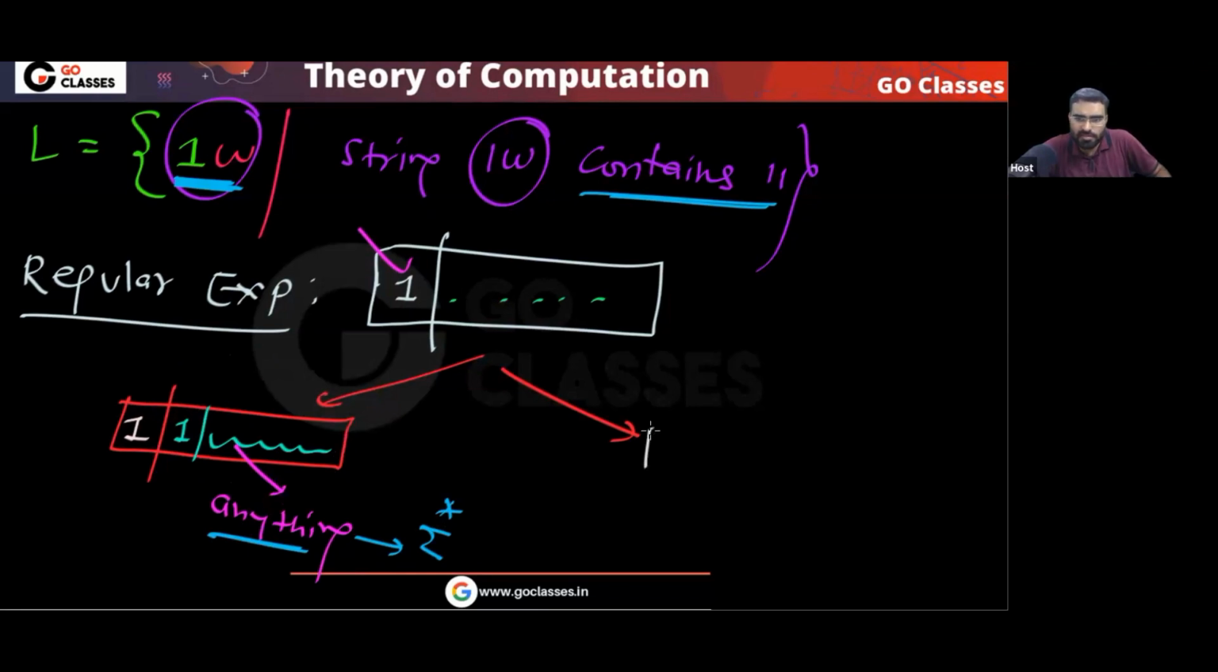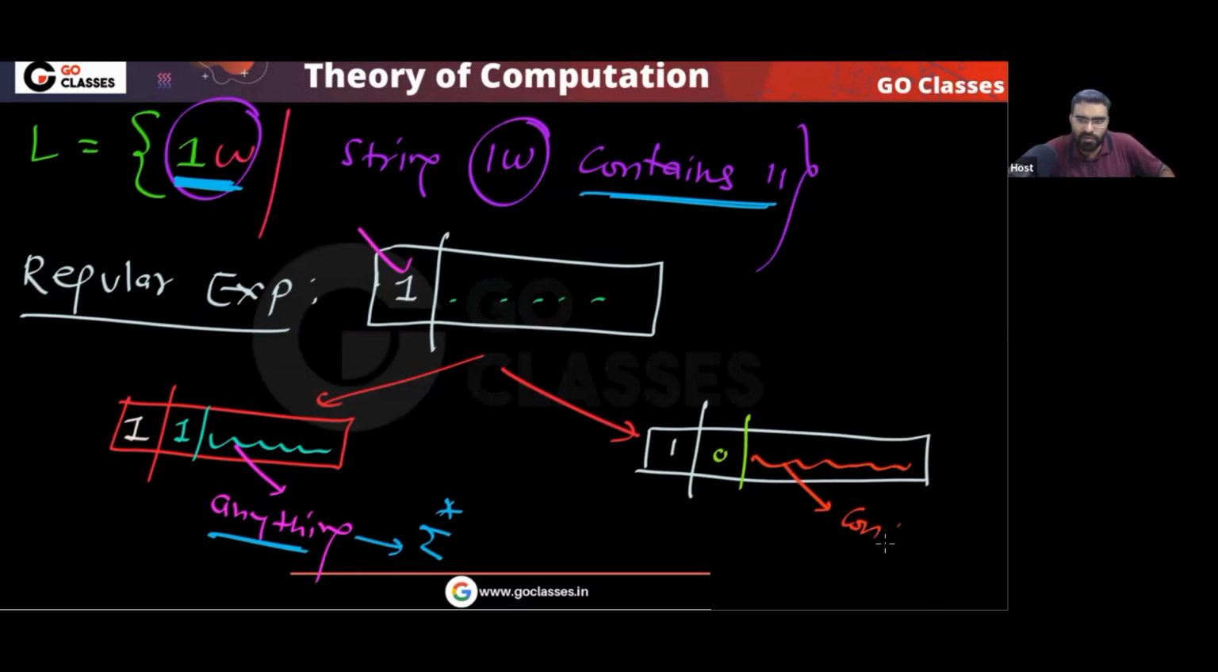What is the other case? The other case is, obviously, 1 is there. You will start with 1, but the second position can be 0. Now what should happen here? Now here you must contain 1 1. Correct? Here you must contain 1 1. So finally, your answer is what?